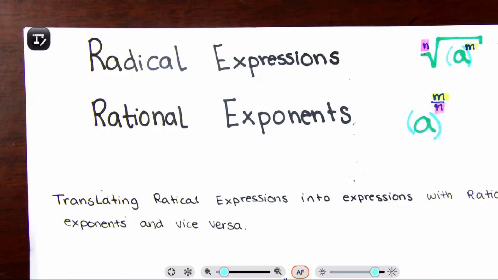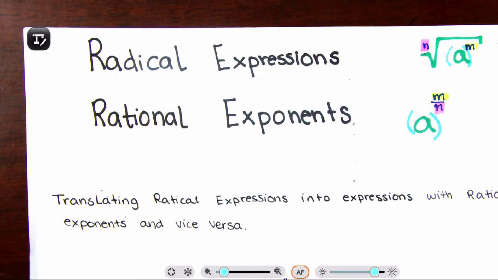Hello everyone, and welcome. In today's video, we are talking about radical expressions and rational exponents. Radical expressions: anything that's a radical means it has a root: square root, cube root, fourth root, fifth root, eighth root. It doesn't matter what the root is, it just means it has a root. Rational, we already know what rational means. Rational means fraction. So a rational exponent means there's a fraction in the exponent.